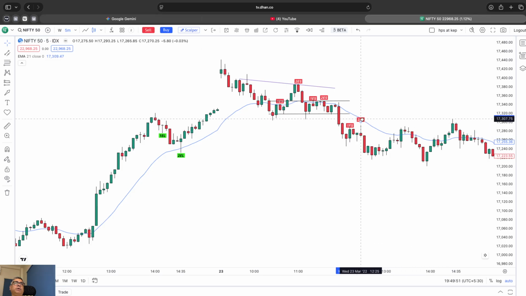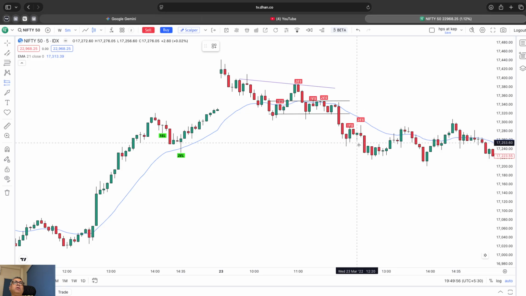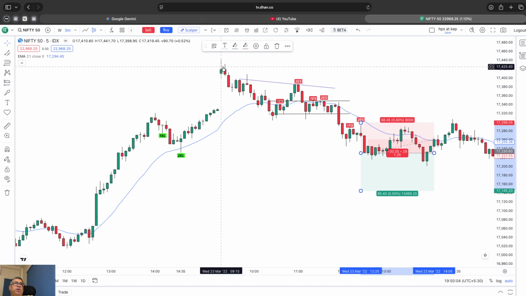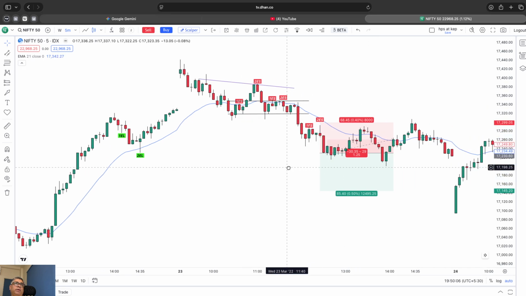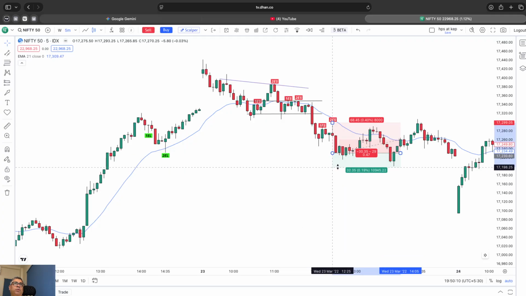So let us see what happened. Suppose someone waited and entered here. The risk was too much, about 68 points. And we had already covered a lot of ground, so it was not worth going for. It was a risky trade. For scalpers, they could have entered just after the second entry short formation started and scalped and got out.